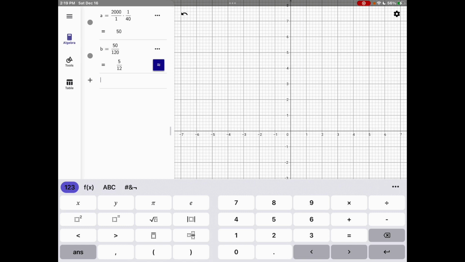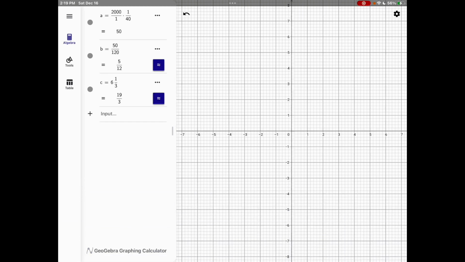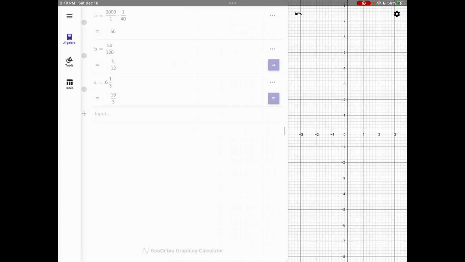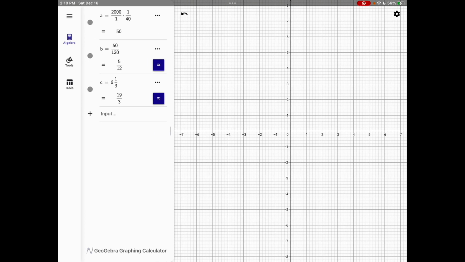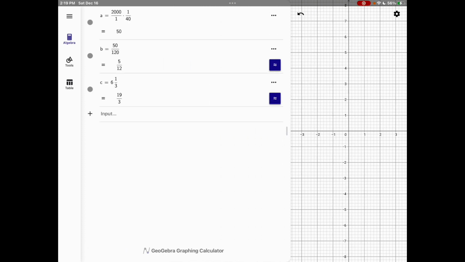So those are some things that you need to know. And also, if you are not using your graph, I suggest that you take this bar right here and just pull it over if you're doing calculations and you need more room to see what's going on. Sometimes when it's all squished in there, it's hard to see what's going on. So you can move that bar and make it bigger so that you have more space to see your calculations.